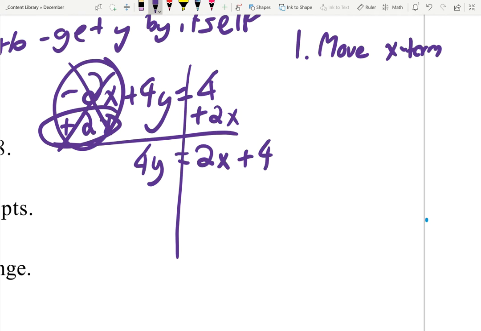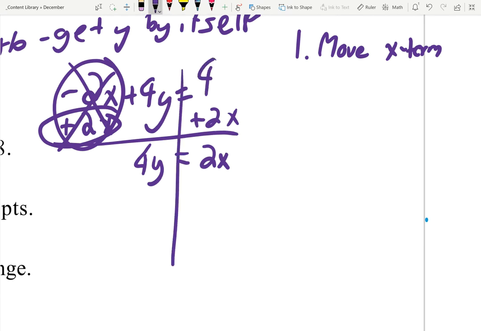If either of these was negative, I would have put a minus sign in front of it. So if it was a minus 2x, I would have done a minus 2x there. If it was a negative 4, then I would have put a minus 4 here. Okay, just food for thought. But it wasn't like that. They're both positive, so positive 2x, a plus 4, and we're good. Now that's step 1. Move the x term.